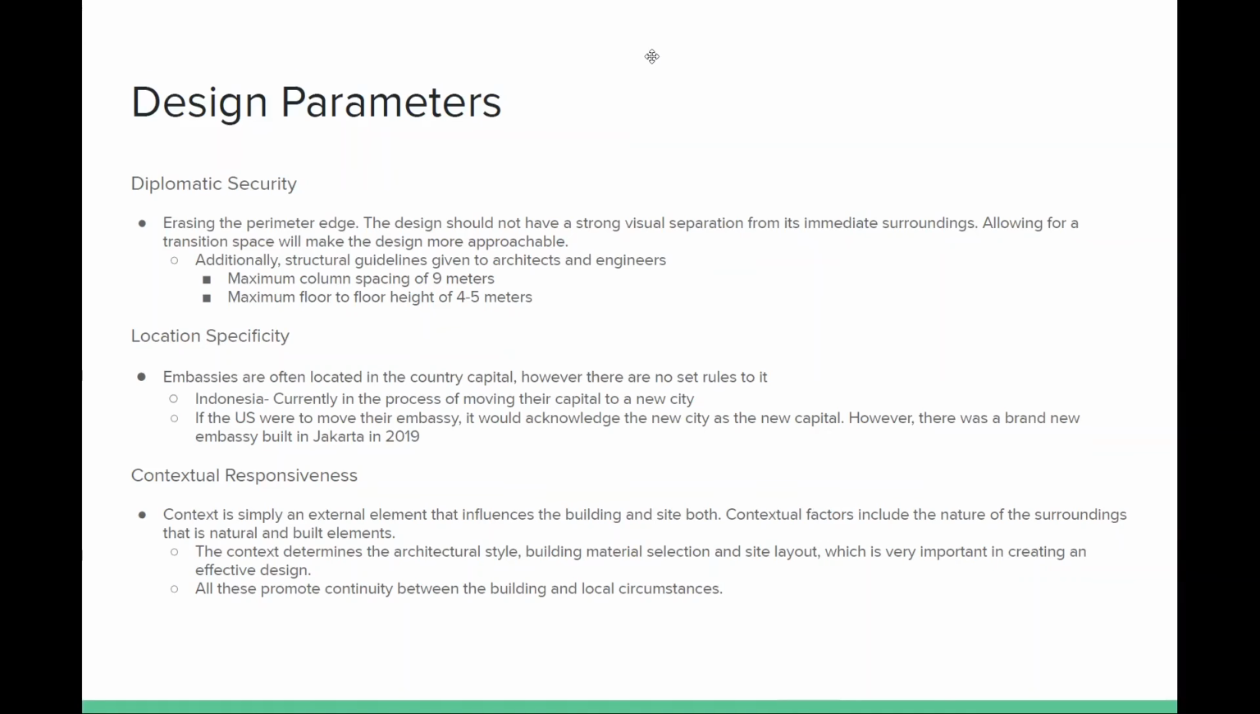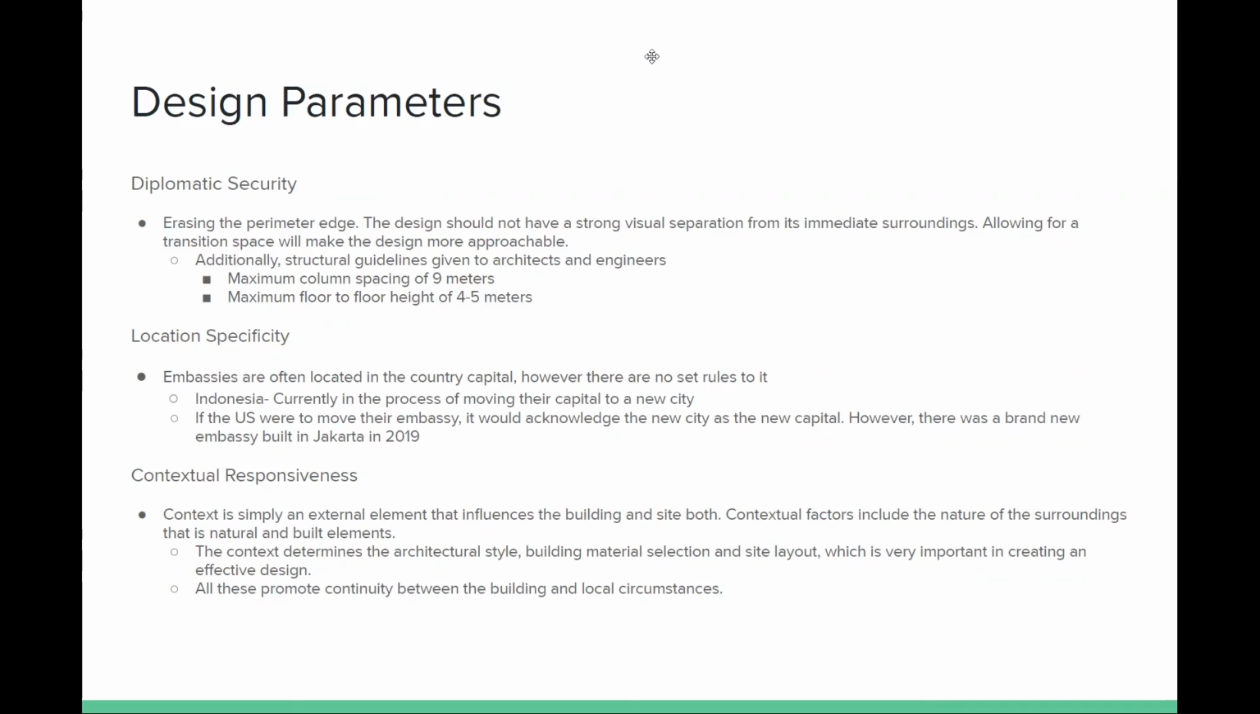And then when it comes to looking at what an embassy would look like, for diplomatic security, they do want something that is rather approachable, and also not too different from its surrounding area. However, because security is such an issue, they still want it to be well protected in that sense.